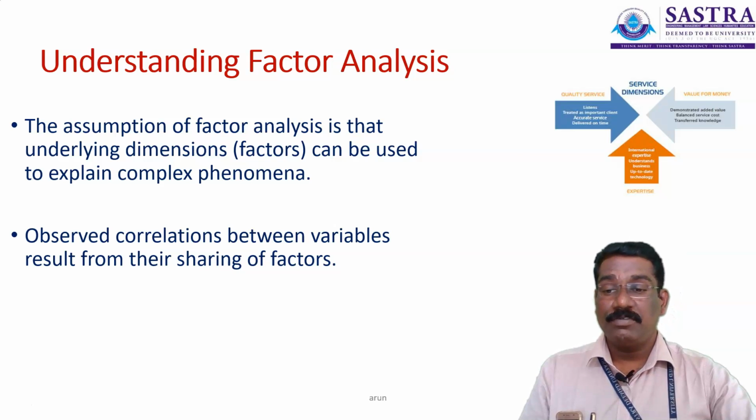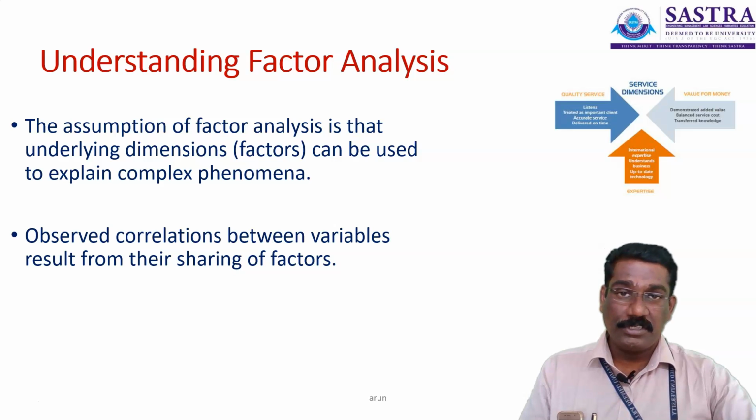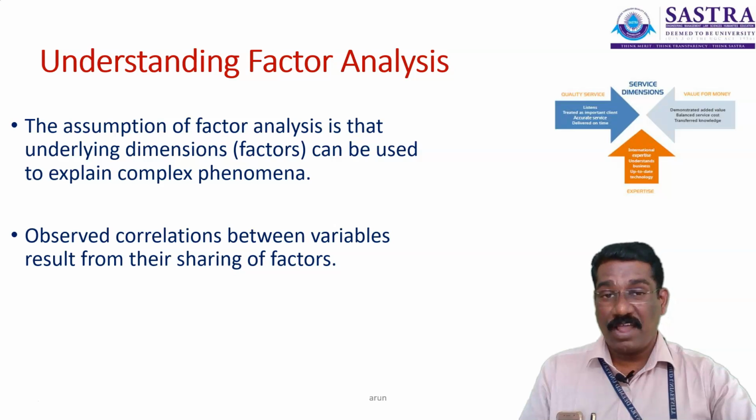Observed correlation between variables result from their sharing of factors. In the case of this example, what I have given you, measures like operating 24 hours, 24/7, and opening on Sunday, these 2 variables join together and form a factor called convenience. So that's what it mentioned here. Observed correlation between variables result from the sharing of factors.